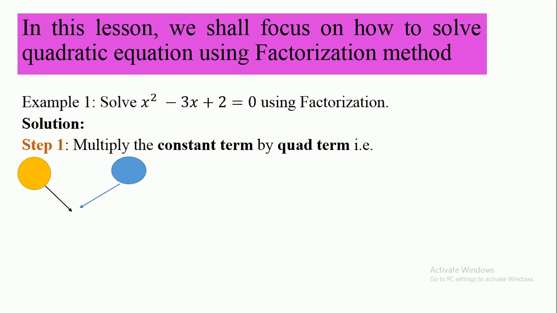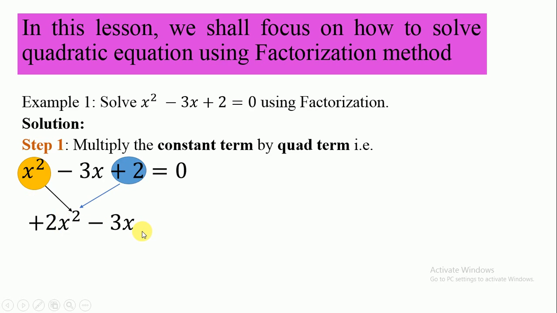Step 1, you have to multiply the constant term by the quad term. So the constant term is plus 2, the quad term is 1x squared. So you know that x squared is the same as 1x squared. So what do we have? We have plus 2x squared minus 3x.